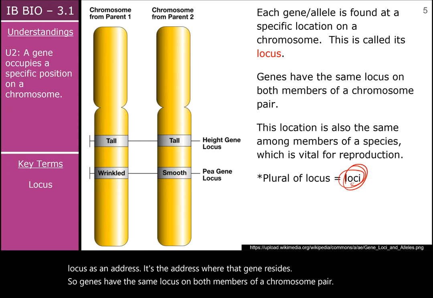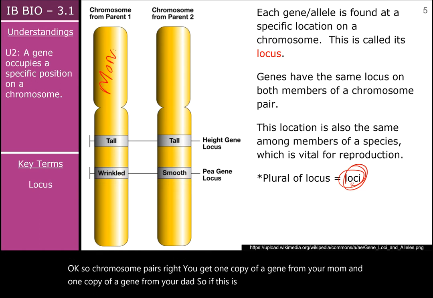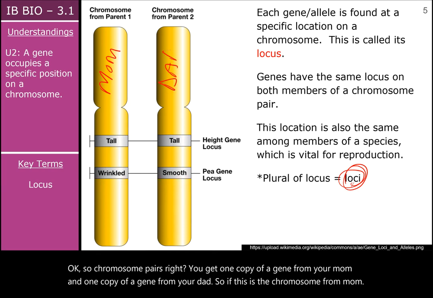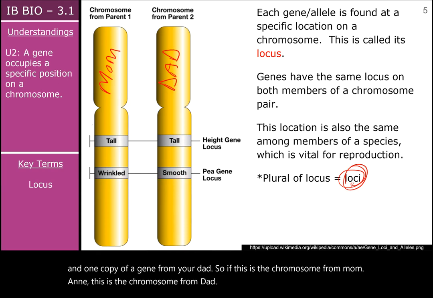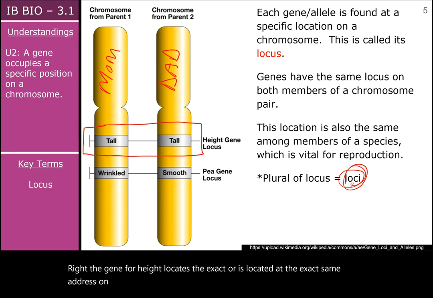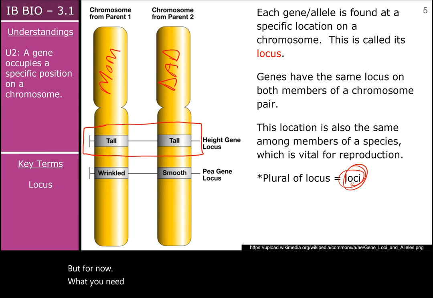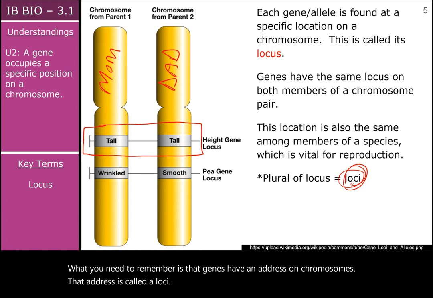Okay, so chromosome pairs, right? You get one copy of a gene from your mom and one copy of a gene from your dad. So if this is the chromosome from mom and this is the chromosome from dad, the gene for height is located at the exact same address on both chromosomes. This is going to become important when we start talking about meiosis and crossing over and genetic variation. But for now, what you need to remember is that genes have an address on chromosomes. That address is called a locus, and that address remains the same.